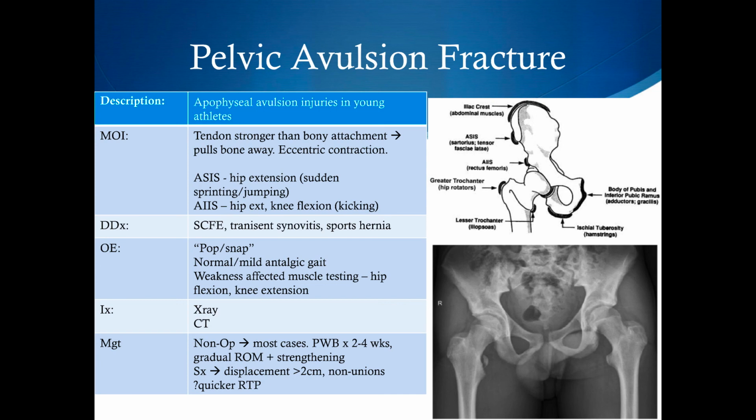In terms of managing these cases, most of them can be managed non-operatively with a period of partial weight bearing for 2 to 4 weeks with a progressive gradual range of motion and strengthening program. There was a recent article in the BMC Musculoskeletal Disorders journal, 2017 I believe, that showed a possible quicker return to play in individuals who were managed with surgical intervention. By approximately 1 week, these individuals were able to return to their activity quicker compared to individuals who were managed non-operatively. So there might be a shift in the future towards getting some higher-level athletes back into their affected sport with a surgical intervention.